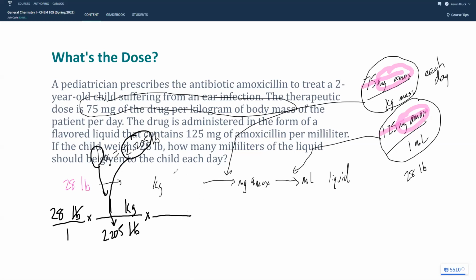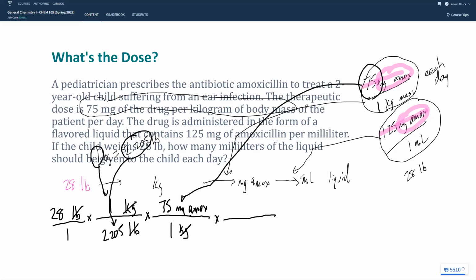My second conversion, I need to go from kilograms of body mass to milligrams of amoxicillin. The conversion factor again here is 75 to 1. So the 75 goes there. The 1 goes in the denominator. Kilograms cancel. Milligrams of amoxicillin are left behind.